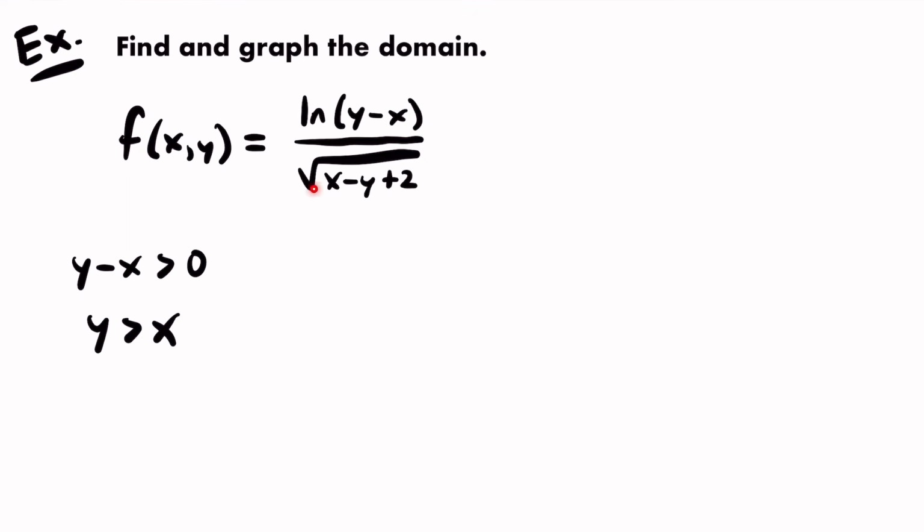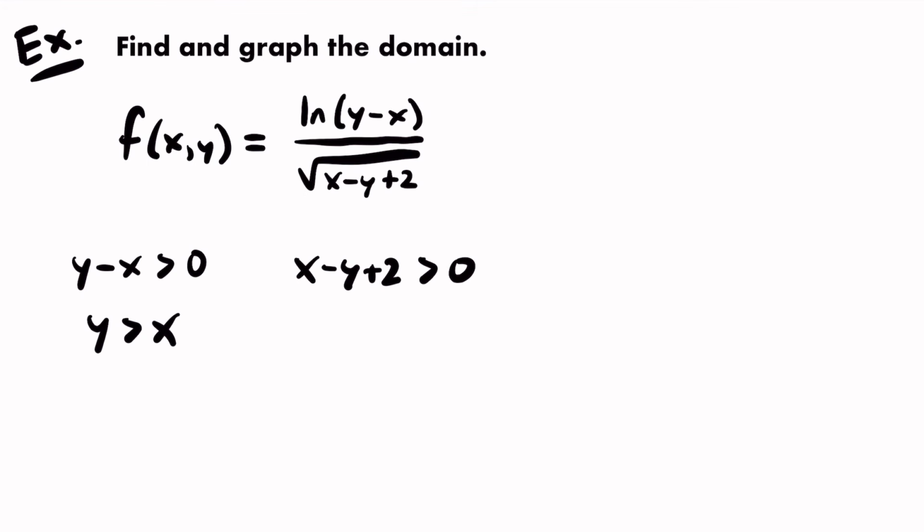And then let's work on the denominator here. This cannot be equal to 0, and you cannot have a negative number because you can't take the square root of a negative value, okay? So that inside part of the square root here, x minus y plus 2, needs to be greater than 0 as well. It cannot equal 0 because you have 0 in the denominator, and it has to be positive, so you're taking the square root of a positive value.